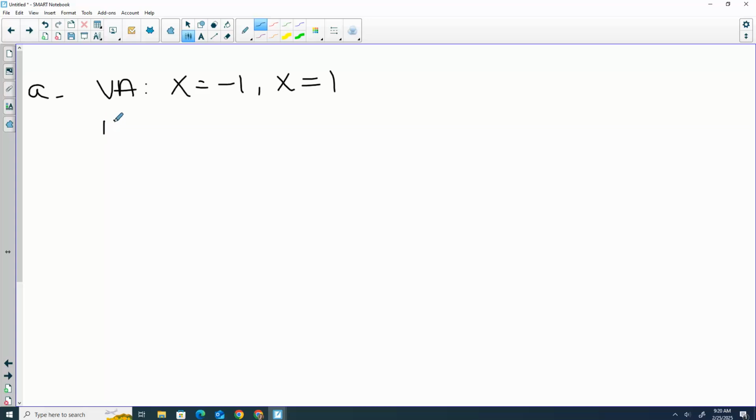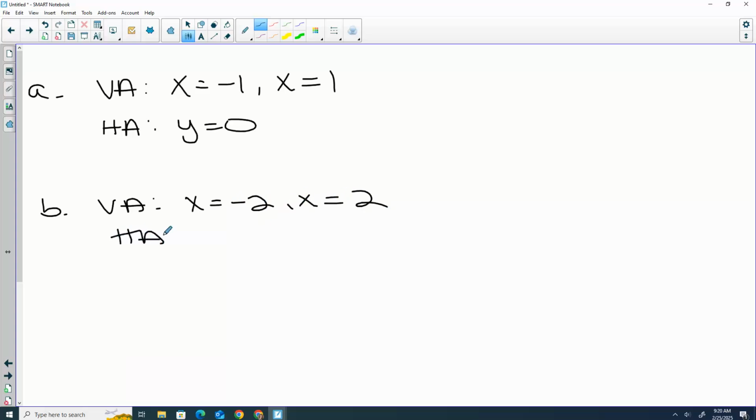Your horizontal, there's not a dashed line label, but if you look at your curve, what is it approaching? 0. So horizontal is y equals 0. B, you have vertical at what values? 2 and -2. Horizontal, this one is drawn in. You have a horizontal line at y equals -1. All right. Any issues with the front page?